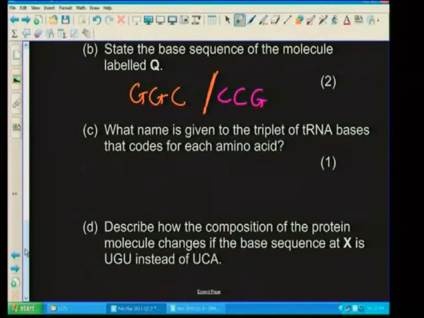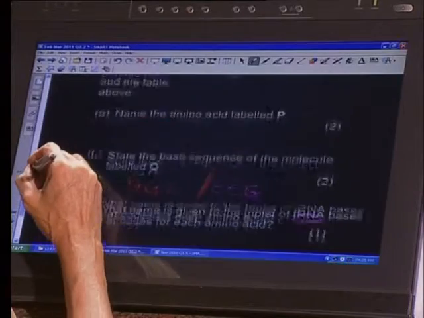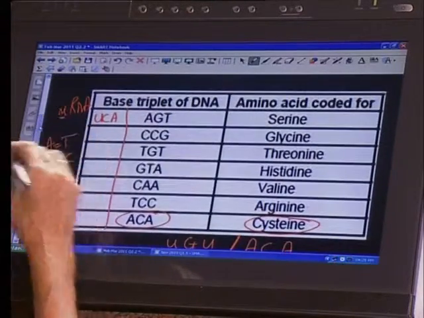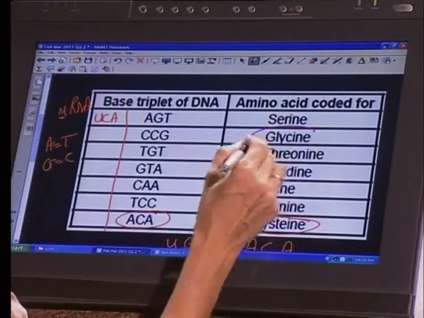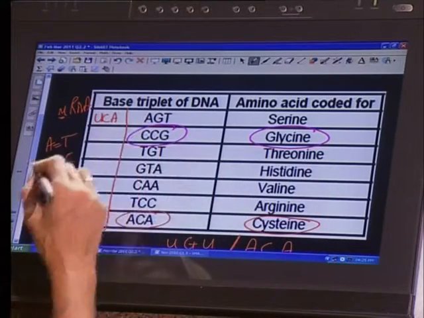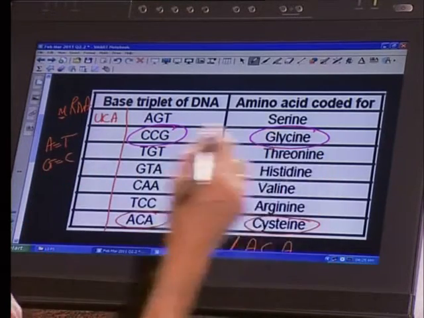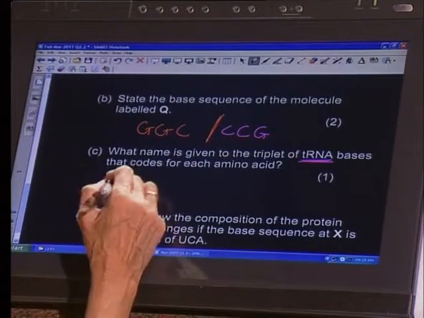What name is given to the triplet of RNA bases that codes for each amino acid? The name is the codon. So we've now got to look for CCG. So we go back here and we see CCG is? There's CCG, GGG, and it is glycine. There we go.